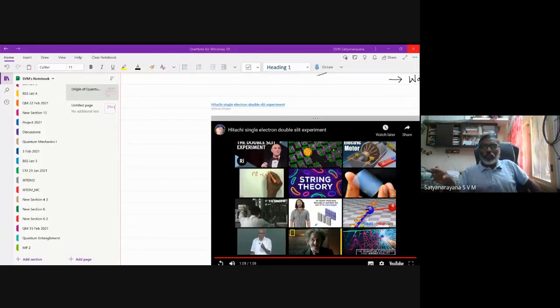In the Hitachi experiment screen that I have shown you, it also shows only click, click, click, click. Several clicks are not happening simultaneously. Even though towards the end it looks like this, because the video was sped up to show it in a small time. But in the initial time, you could see that there's only one click at a time. So we cannot use a different logic for more electrons and one logic for one electron. As far as this experiment is concerned, I hope you are talking about this experiment.